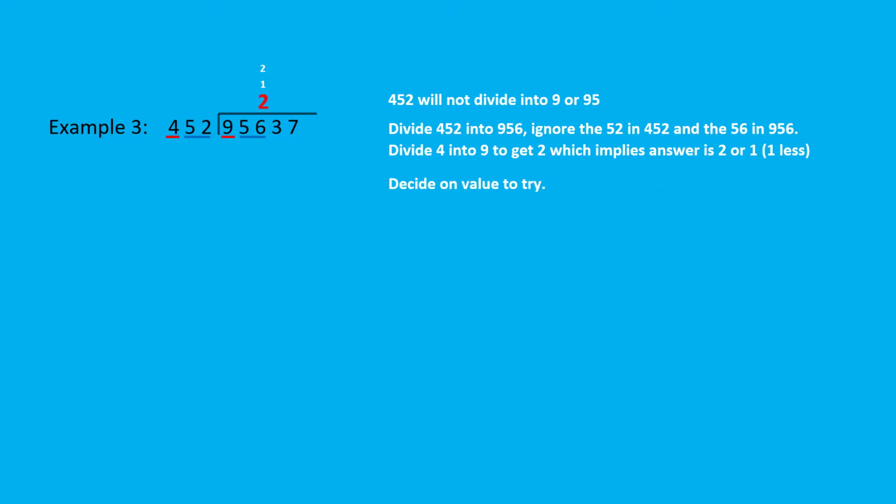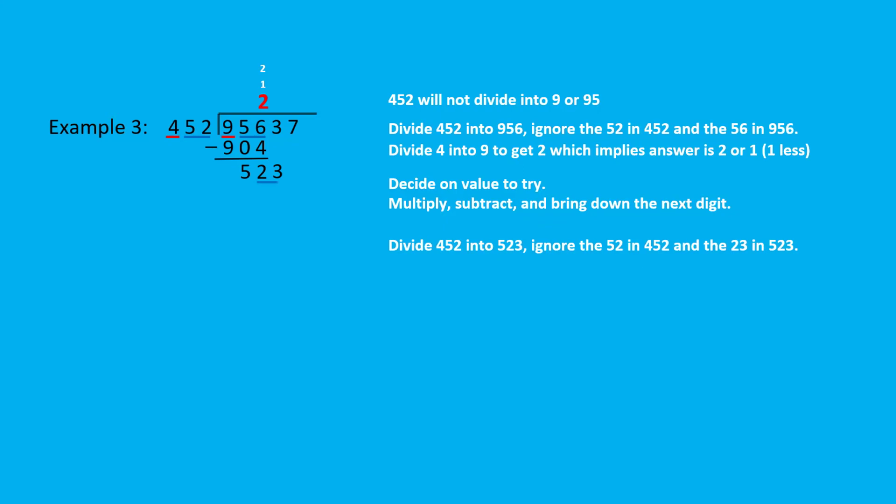Decide on a value. In this case, I chose 2. 2 times 452 and subtract, you have 52 left. Bring down the next digit, 3. Now we're going to take 452 into 523. Ignore the 52 in 452 and the 23 in 523. Divide 4 into 5 to get 1. This implies your answer is a 1 or 0.